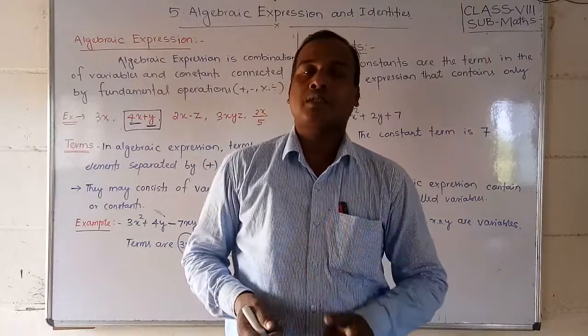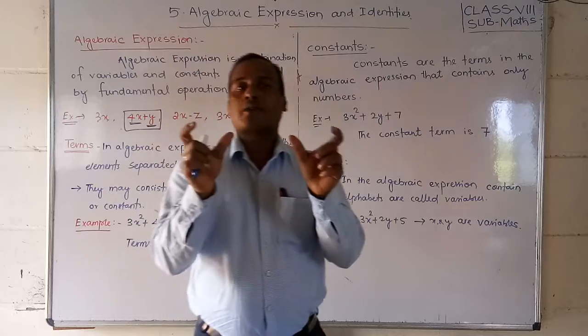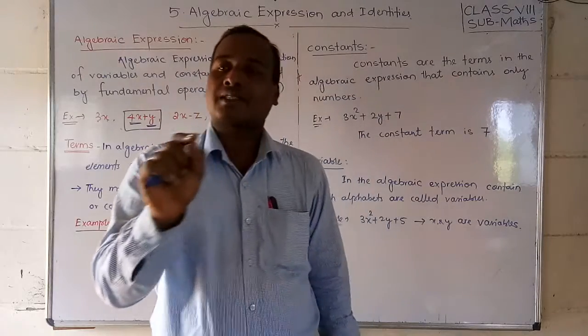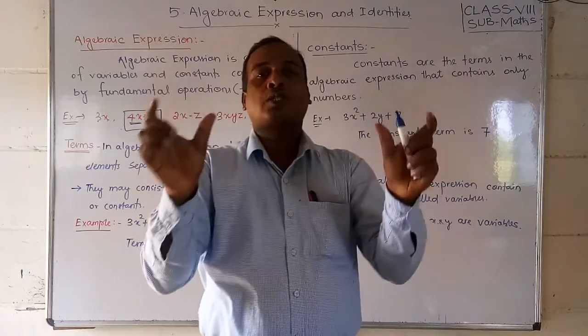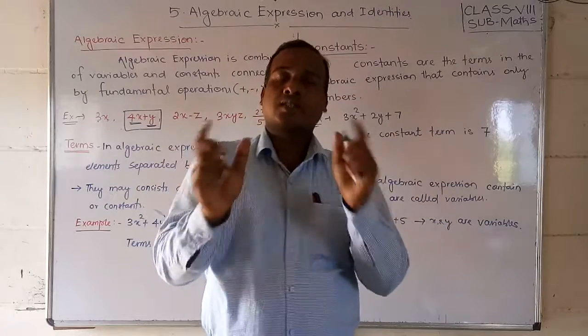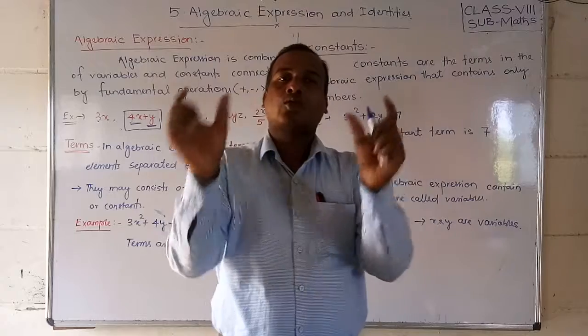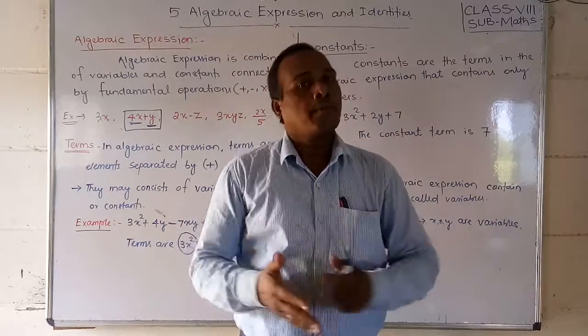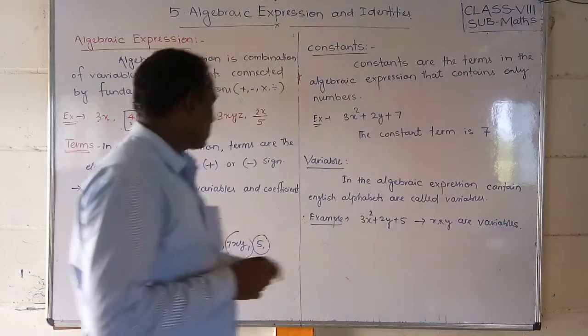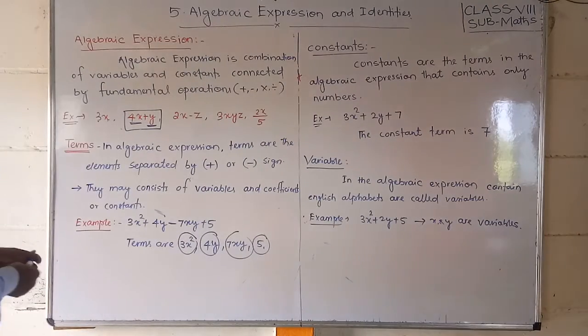Did you understand, students? Whenever you observe an expression, you should see how many plus or minus signs are there. If a plus is there, the two things connected are the terms. If a minus is there, then the two things on either side are the terms, whether they are variables or constants. Okay, students, these are called terms.